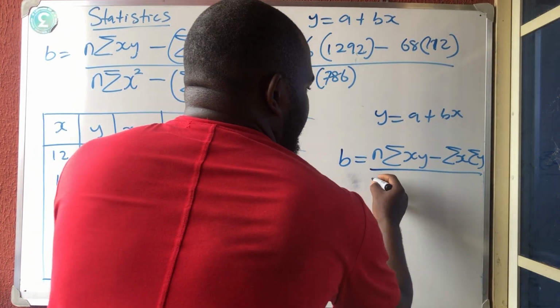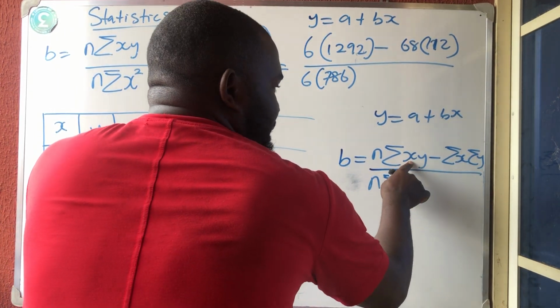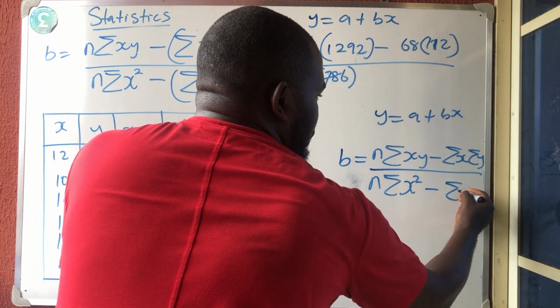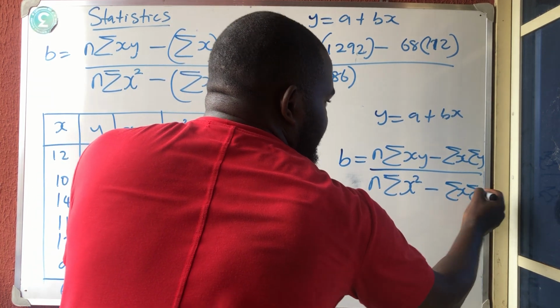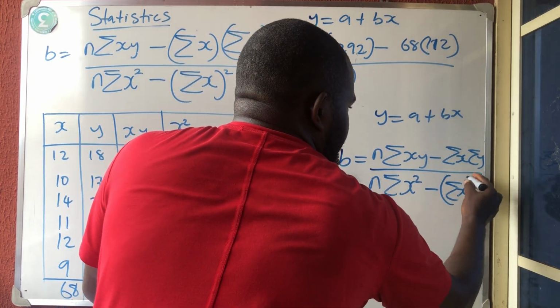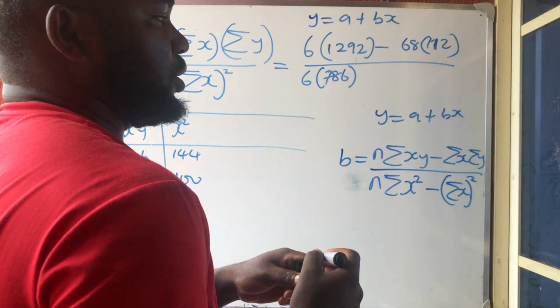So I'm going to have n, the summation of x times x. Now I'm having x squared, minus summation of what? X and summation of x again. And summation x times summation x is the same thing as saying summation x squared. Are you getting how they got it?